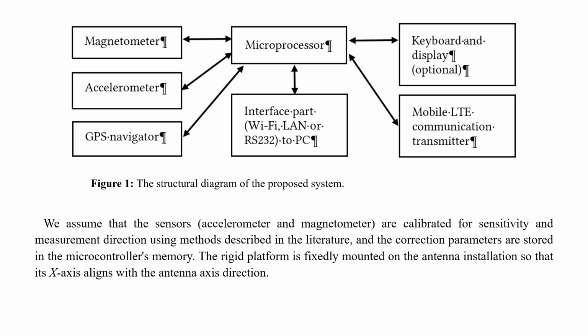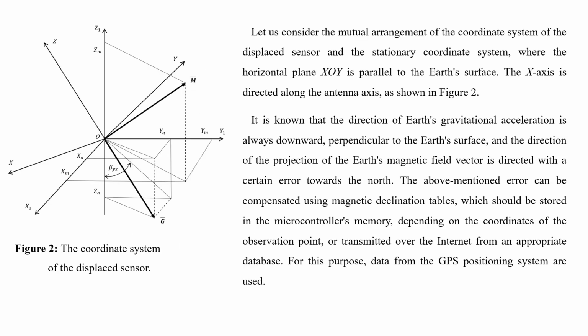Figure 1. The structural diagram of the proposed system. Let us consider the mutual arrangement of the coordinate system of the displaced sensor and the stationary coordinate system where the horizontal plane XY is parallel to the Earth's surface. The x-axis is directed along the antenna axis as shown in Figure 2. It is known that the direction of Earth's gravitational acceleration is always downward and the direction of the Earth's magnetic field vector is directed to the north. The above-mentioned error can be compensated using magnetic declination tables in the microcontroller's memory or transmitted over the Internet.